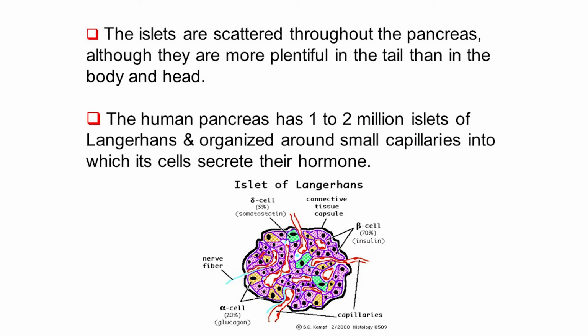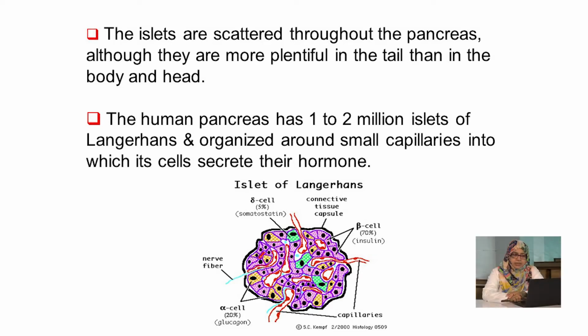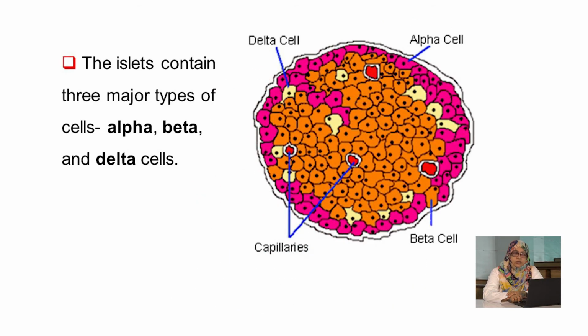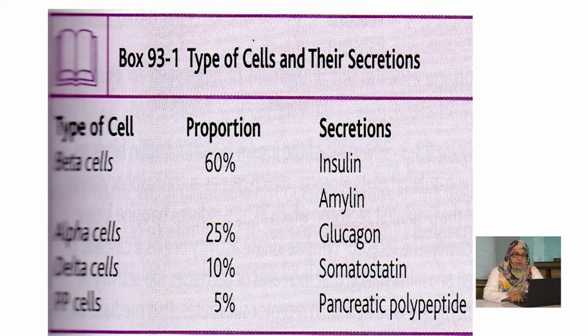The islets are scattered throughout the pancreas, although they are more plentiful in the tail than in the body and the head. The human pancreas has about 1 to 2 million islets of Langerhans, organized around small capillaries into which the cells secrete their hormones. This is the figure showing the islets of Langerhans, which has 3 types of cell: alpha, beta and delta cells. Among them, beta cells are about 60% and secrete insulin and amylin, alpha cells are about 25% and secrete glucagon, and delta cells are 10% and secrete somatostatin. Another cell is the PP cell, about 5%, which secretes pancreatic polypeptide.